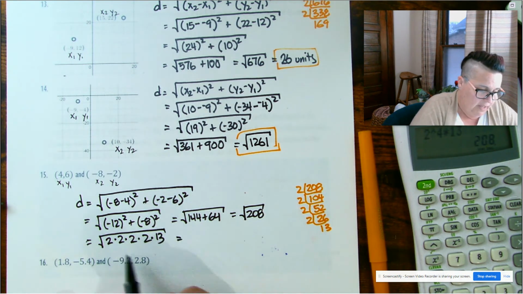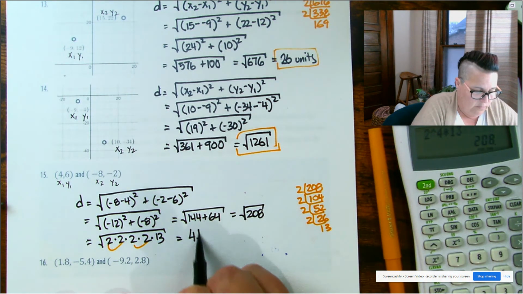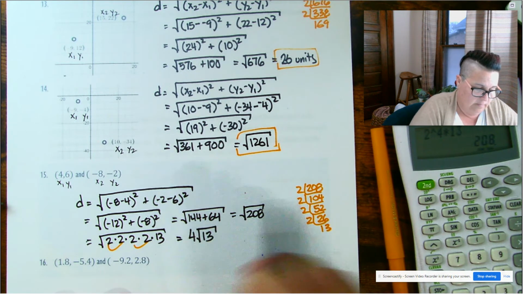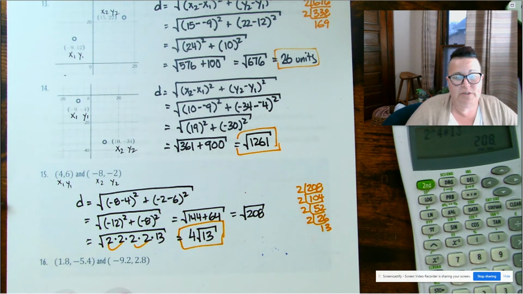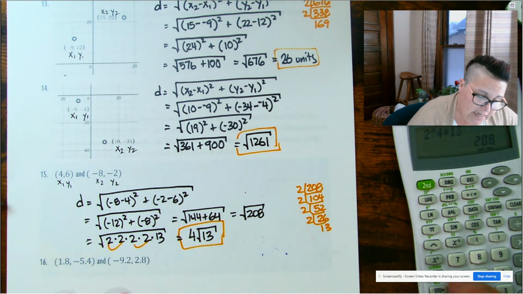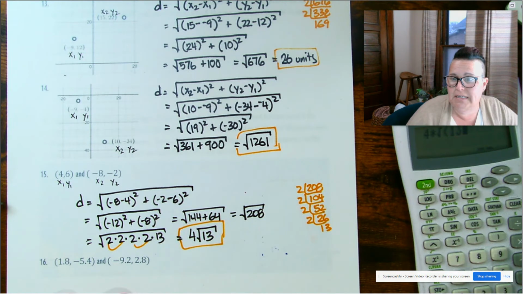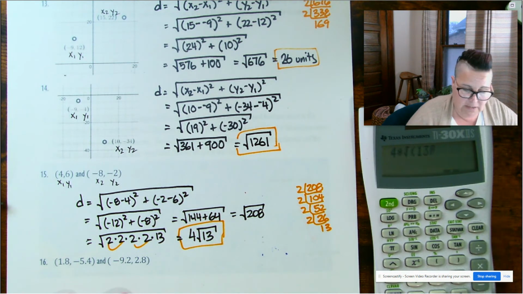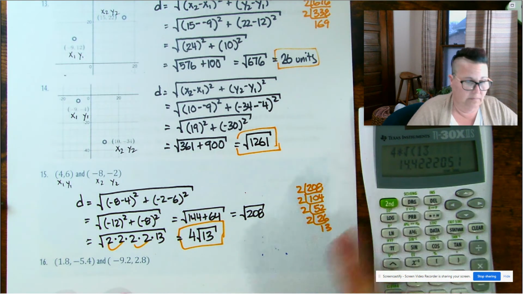So when simplified, I can pull a 2 out for those and a 2 out for those. I get 4 square root of 13. And there's my distance between the 2 points. That is what it is as a simplified square root. If I needed to know the decimal, I would do 4 times square root 13. I don't know if you can see it underneath there. Or about 14.42. This is your exact answer. This is the approximation, right?